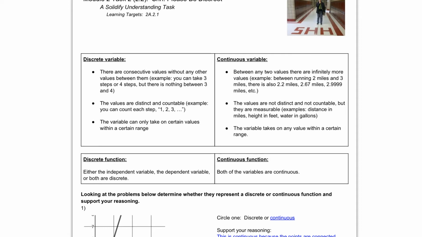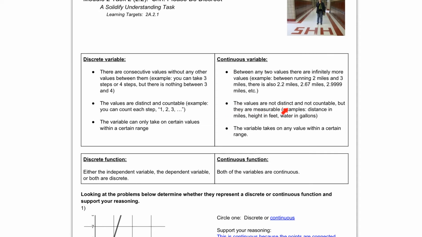A continuous variable says that between any two values, there are infinitely more values. For example, between running 2 miles and 3 miles, you could run 2.2 miles or 2.67 miles or 2.29 or 2.999 miles, etc. So there are all those numbers in between.